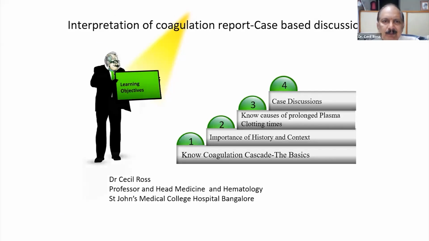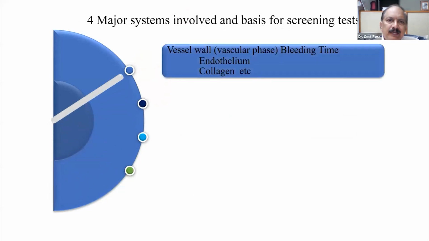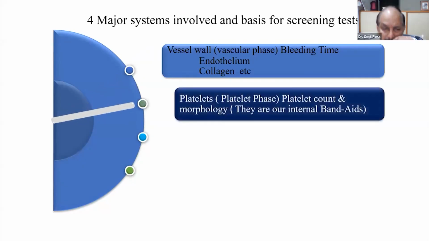All right. So normally, when you look at hemostasis, 4 major systems are involved, and that is the basis of all the screening tests that you do in patients with coagulation disorder. The first is the vessel wall phase, the vascular phase, where the important screening test to do is bleeding time. The endothelium, collagen, and the vascular contraction are all the important factors that you get when there is a vessel wall injury.